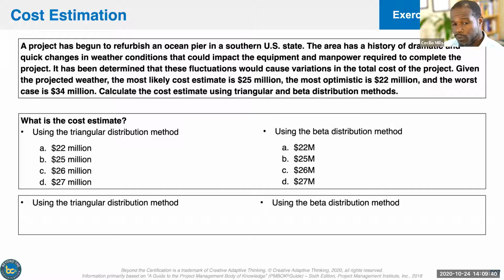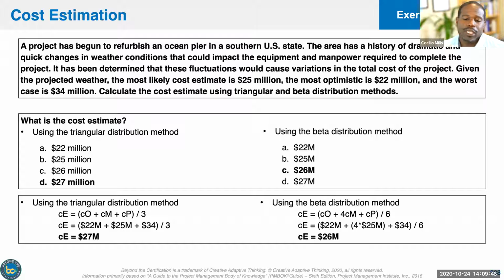So what did you come up with for both of these? For the first one, I got D, and the second one, I got C. Perfect. Why do you think you got $1 million less for the second one? What's driving that $1 million down? The most likely. We're placing more weight here.